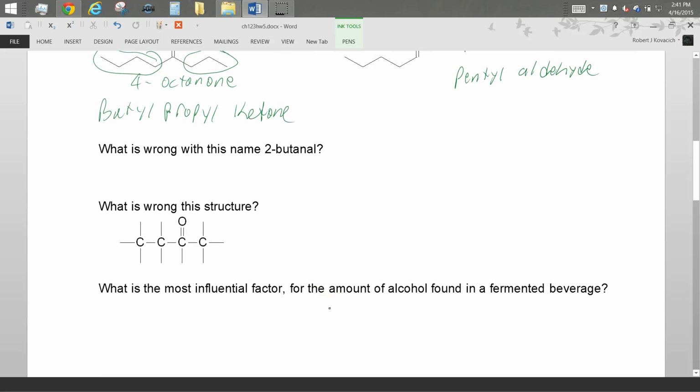What's wrong with 2-butene now? It's an aldehyde now, on the end. So this is probably a mistake. It was probably a ketone that the person was trying to describe. And what's wrong with this structure here? 5 bonds to carbon? Yeah. Okay.